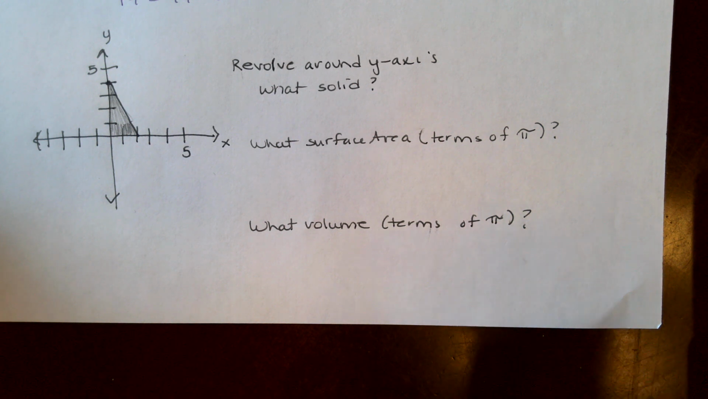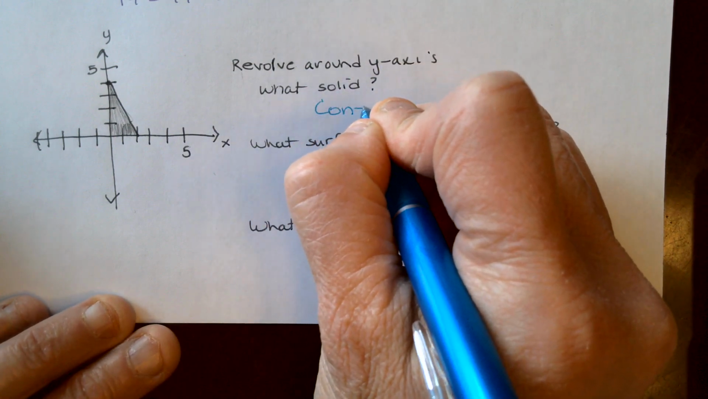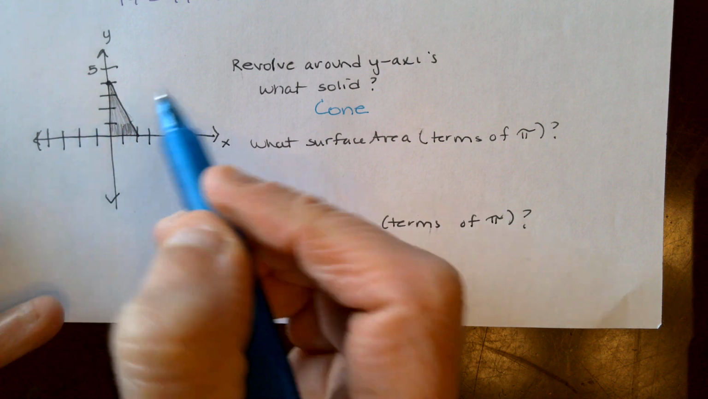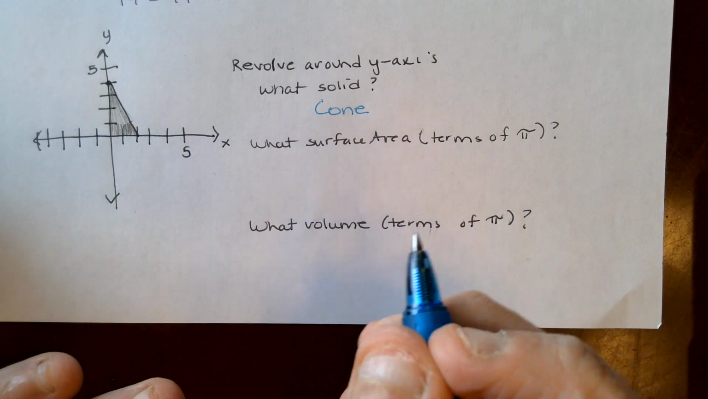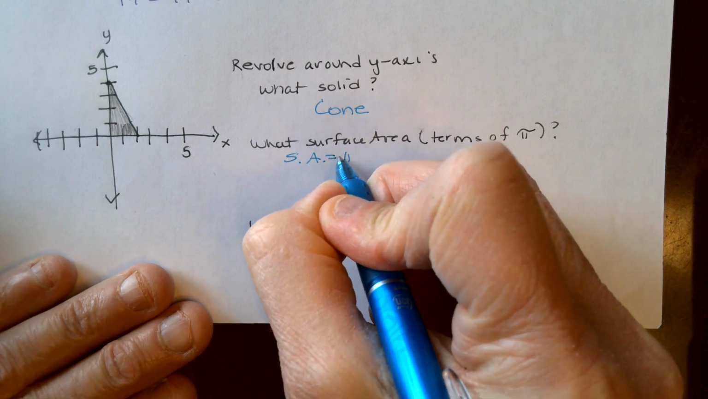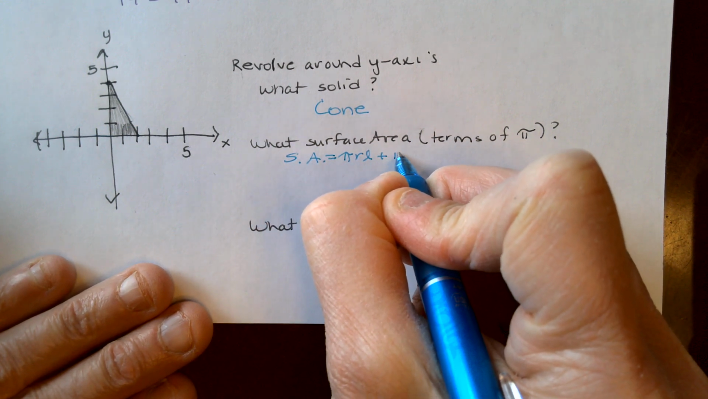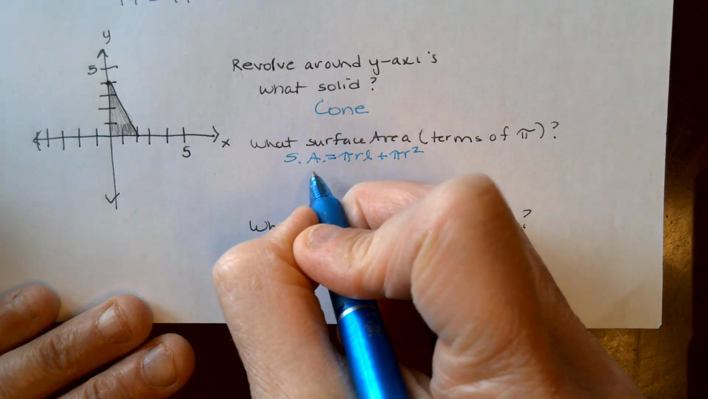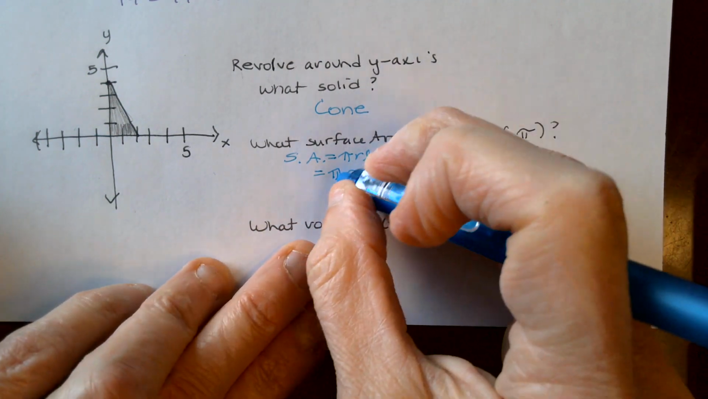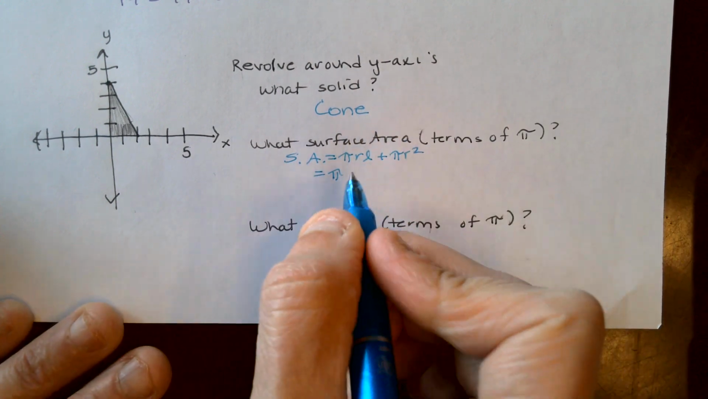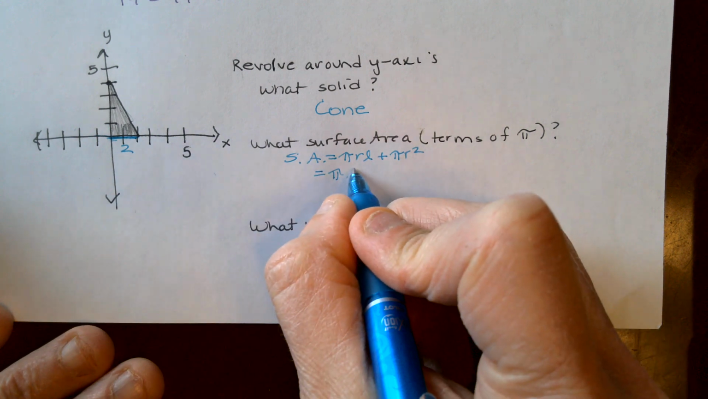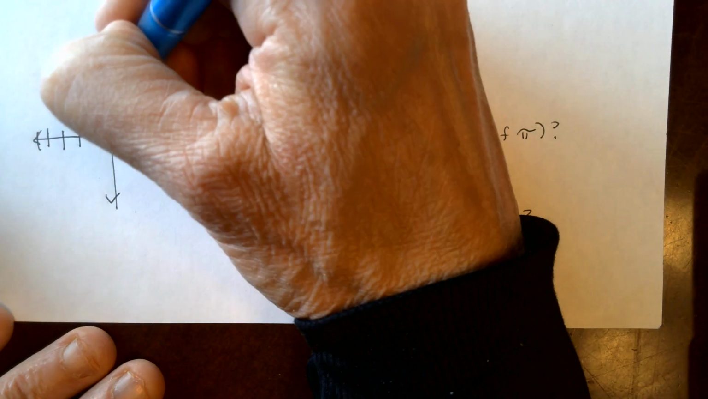Okay, the answer should have been a cone, because as you turn it around, you're going to get this cone-shaped thing. Surface area of a cone, you'd get your formula down. Surface area is pi r L plus pi r squared. Do I know the radius? Yep, I do. It's right here. It's 2. Do I know the slant height? That's right here.